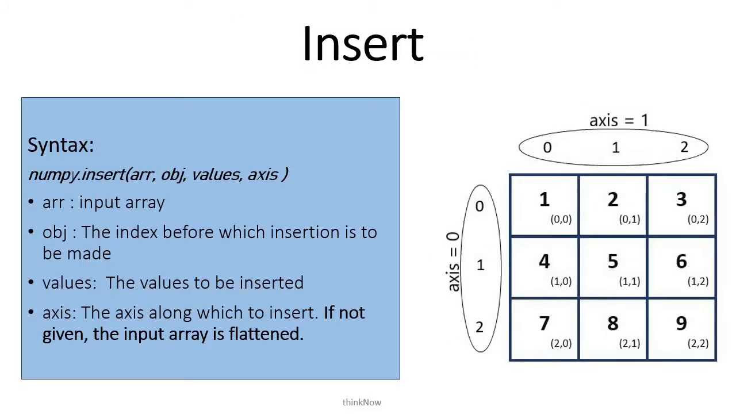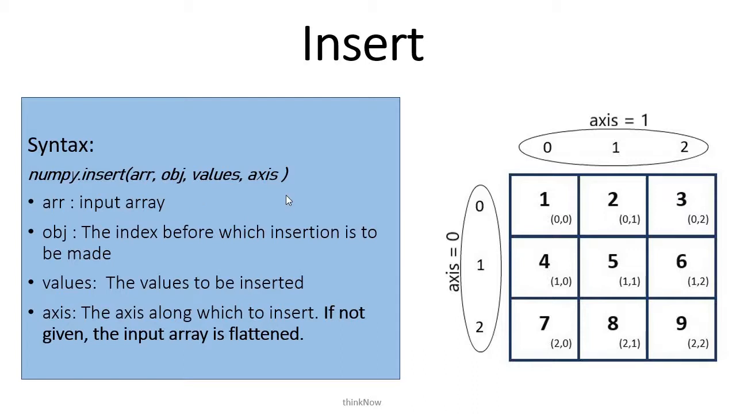Insert. This method is used to insert an element or a row or a column in an already existing numpy array. The first attribute is an input array, which is denoted as arr. The second attribute is the index before which the insertion has to be done, which is denoted by obj or object. And the third attribute is the values, which is the element to be inserted.